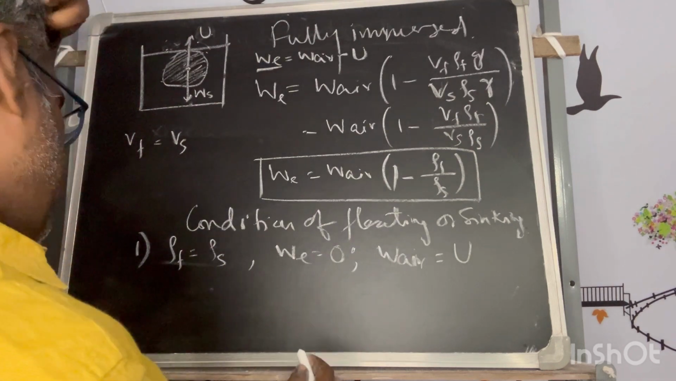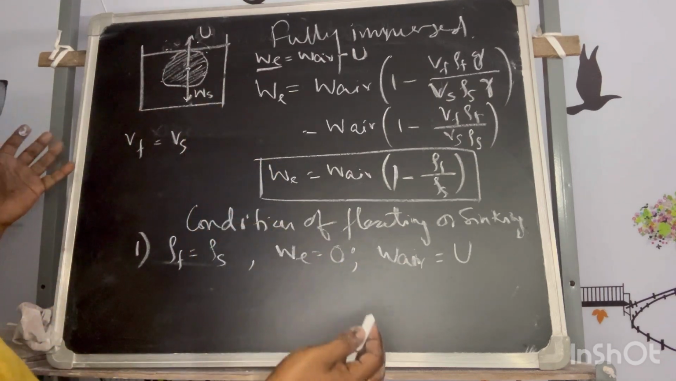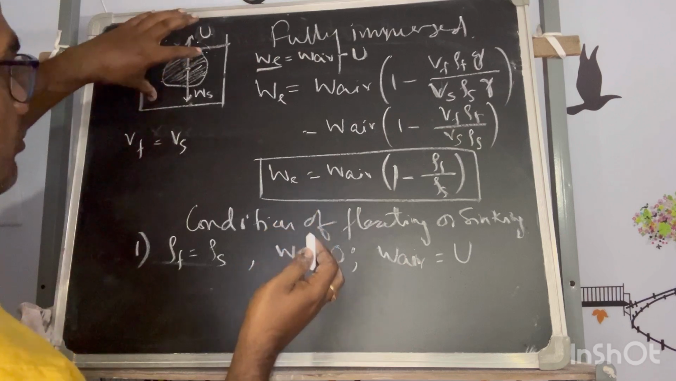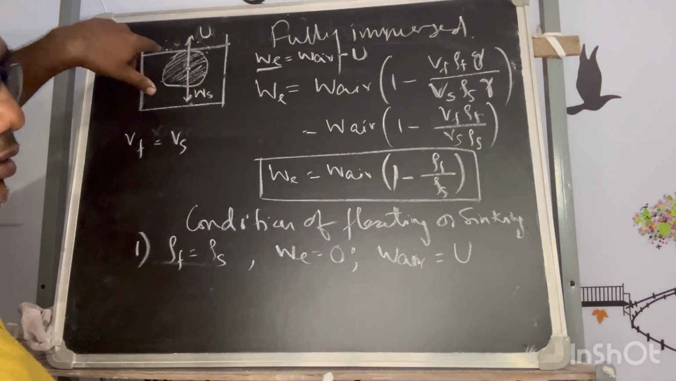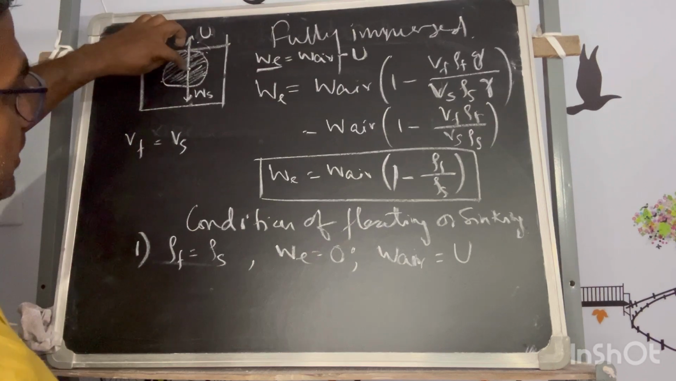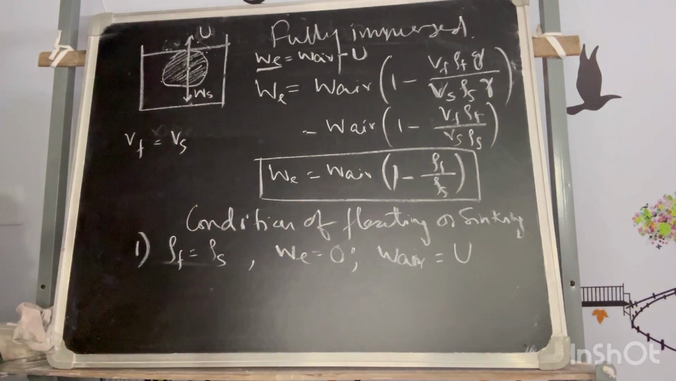And this also happens if the body is partially submerged and the body is uniform, then also it could happen that the buoyant force and the weight of the body act at the same point. So this is the first condition.